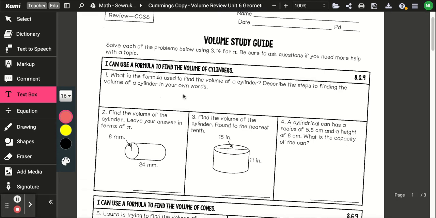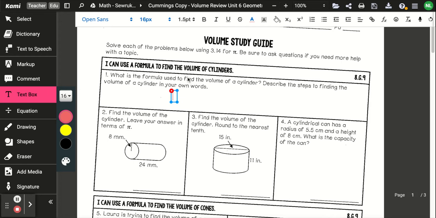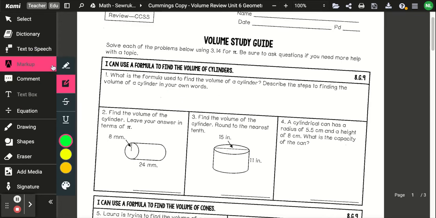So the first thing that we'll do is I'll go through and read. It's really important that you know we are using 3.14 for pi, and that makes a big difference when you're getting your answer. So make sure you know that. Question number 1, what is the formula used to find the volume of a cylinder? And then describe the steps to finding the volume of a cylinder in your own words. You should have all the formulas written down in your sheet, or you should have the cheat sheet that I gave you, which is the volume reference sheet.